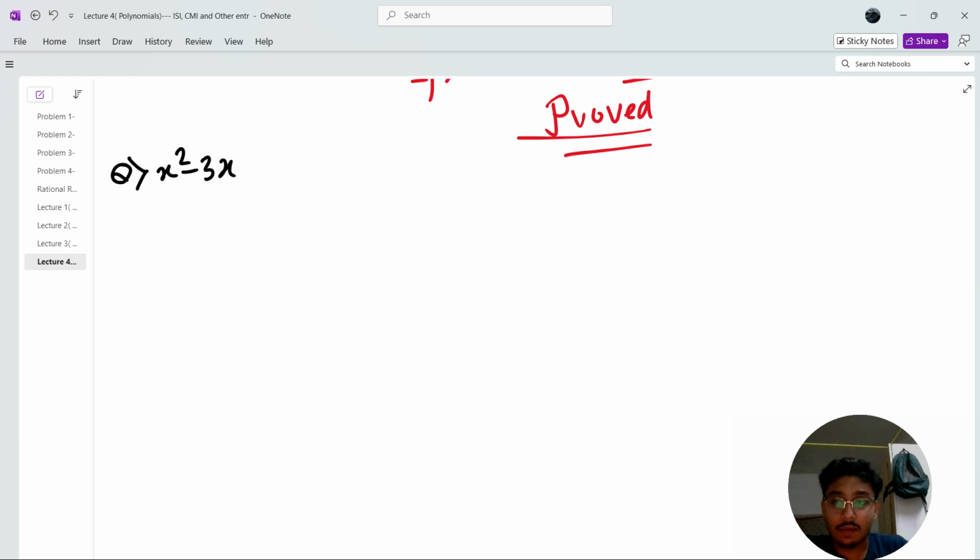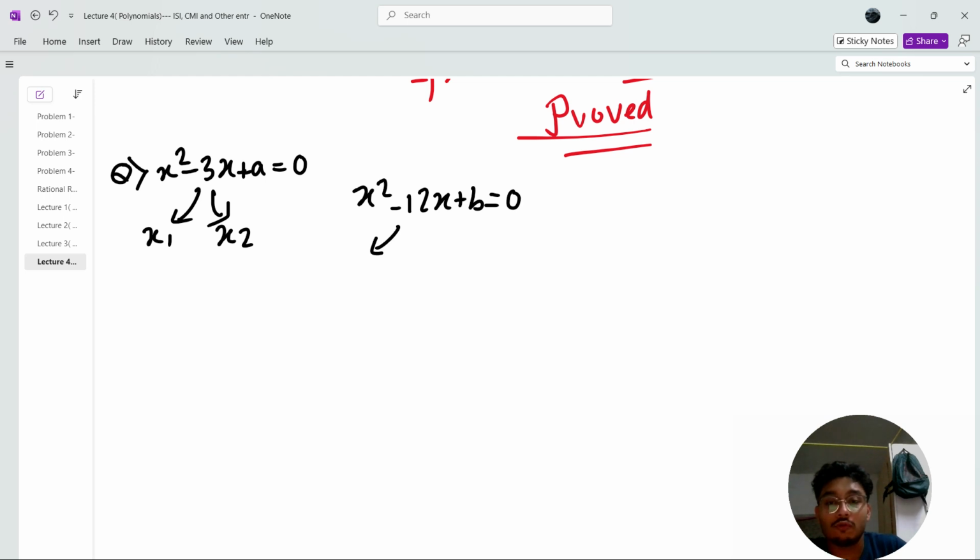I'm given an equation x square minus 3x plus a equals 0. It has roots x1 and x2. Similarly, we are given another equation x square minus 12x plus b equals 0, whose roots are x3 and x4. We are given some additional information, that is x1 is less than x2, less than x3, less than x4.